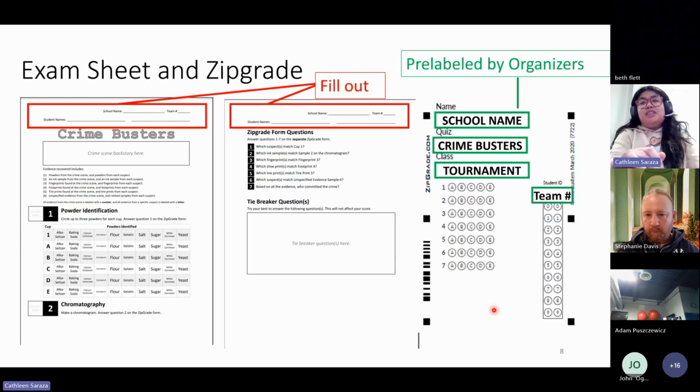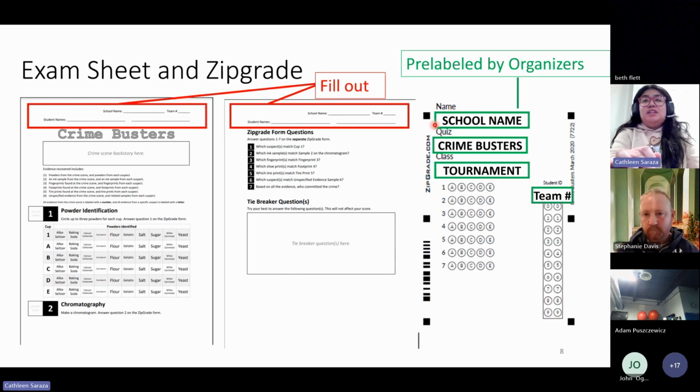As for the zip grade, this is a separate sheet. We have one sheet for the exam with the questions, and then one sheet for the zip grade where students will bubble in the answers to the questions on the zip grade portion of the exam. And please make sure that your students know to fill out each of these questions in the zip grade, because they will lose out on points if this is turned in blank.